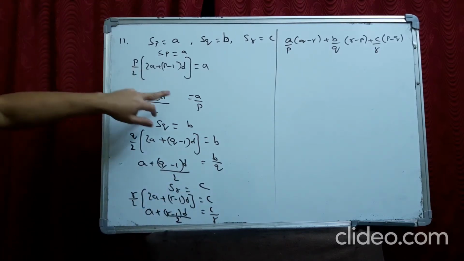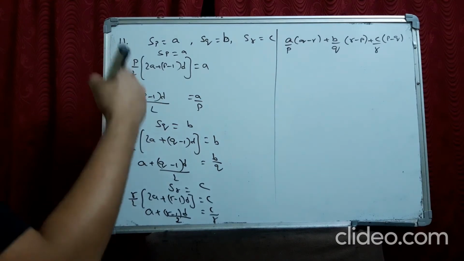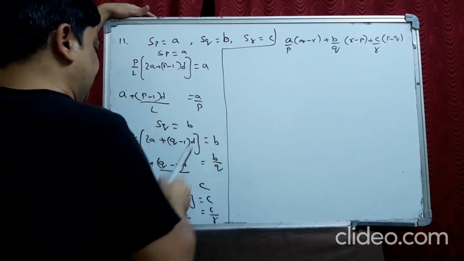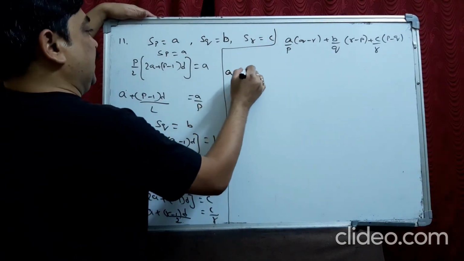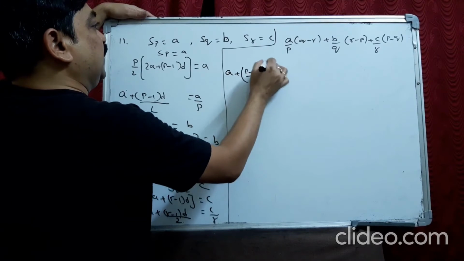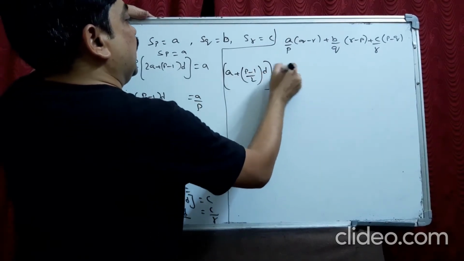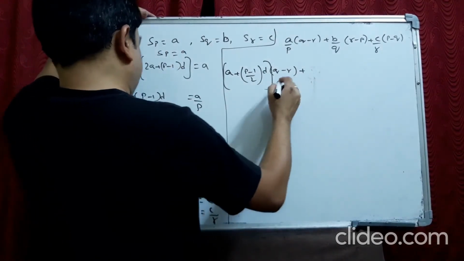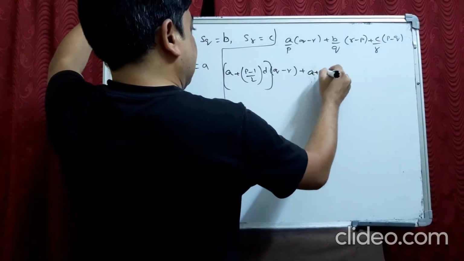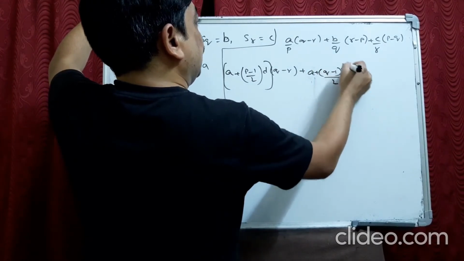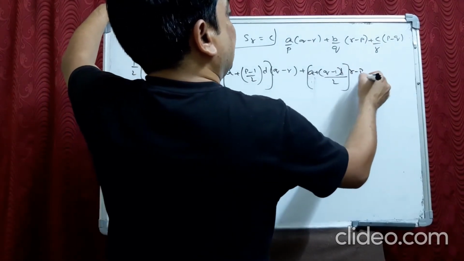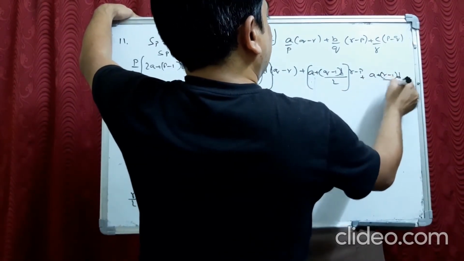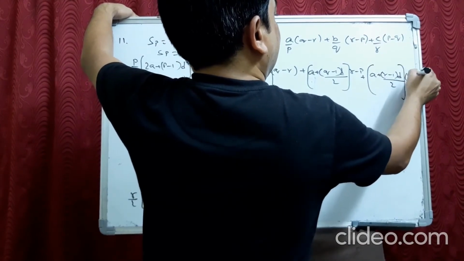Now let us substitute the value of A by P, B by Q and C by R here. It takes little lengthy. So I take A by P. A by P is this one: A plus P minus 1 by 2 into D into Q minus R. Plus B by Q. B by Q means A plus Q minus 1 into D by 2 into R minus P. Plus C by R is A plus R minus 1 into D by 2 into P minus Q.